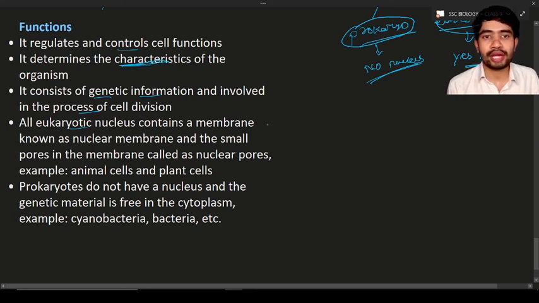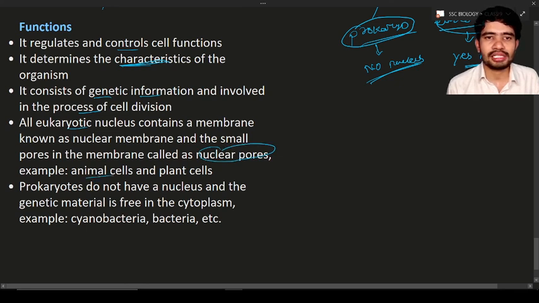But in prokaryotic cells, there is no nucleus, so no nuclear membrane. As a result, the DNA is freely floating inside the cell membrane, inside the cytoplasm. Along with that, as we discussed just now, there are small holes on the nucleus. They are known as nuclear pores.